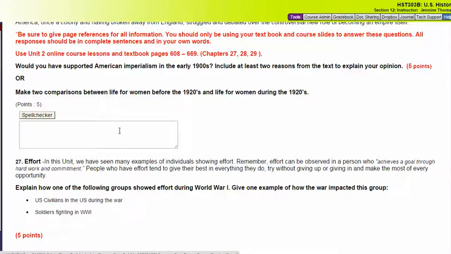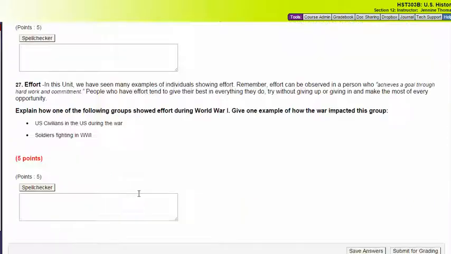Make 2 comparisons between life for women before the 1920s and life for women during the 1920s. So you're comparing life for women before to life during the 1920s for women. You can choose one of those options to answer for 26.